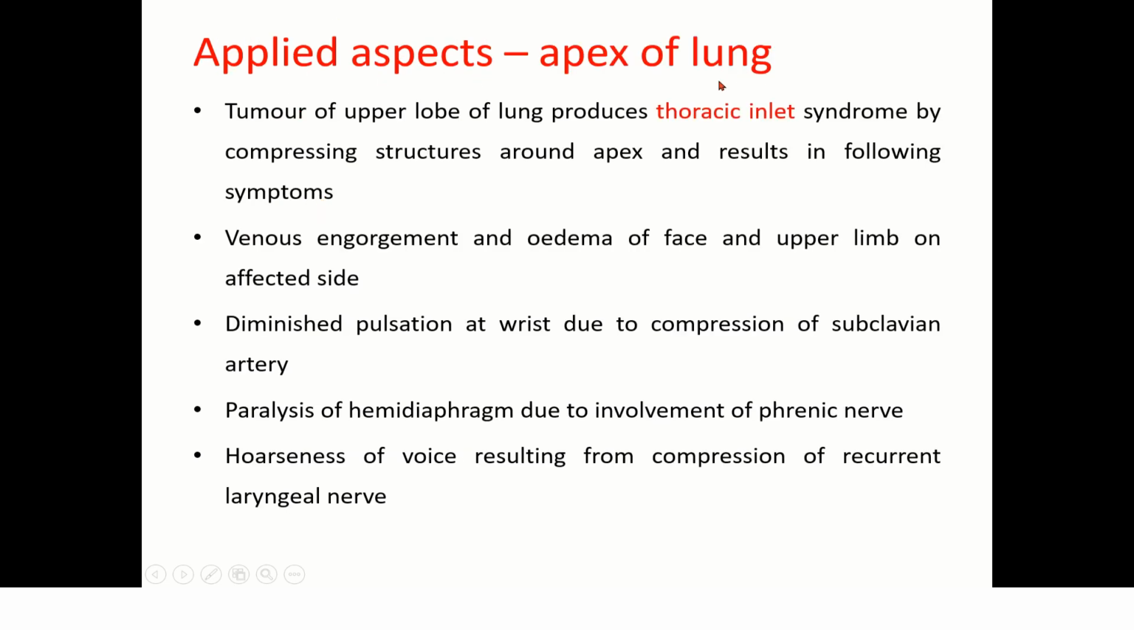So the apex of the lung: tumors of the upper lobe of the lung produce thoracic inlet syndrome by compressing structures around the apex and result in the following symptoms: venous enlargement and edema of the face and upper limb on the affected side, diminished pulsation at the wrist due to compression of the subclavian artery, paralysis of the hemidiaphragm due to involvement of the phrenic nerve, and hoarseness of voice resulting from compression of the recurrent laryngeal nerve.